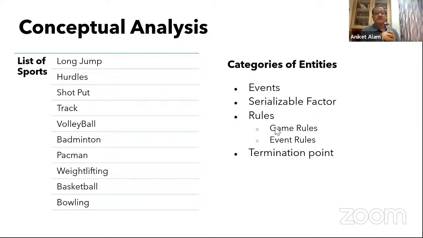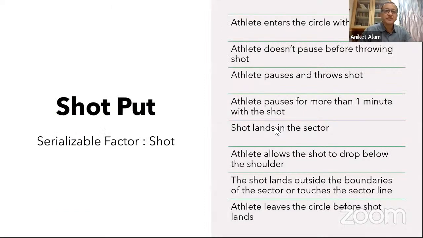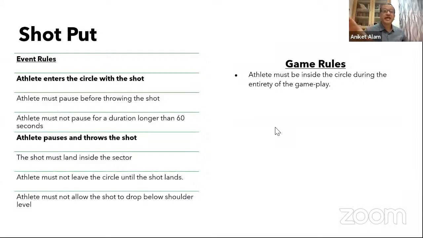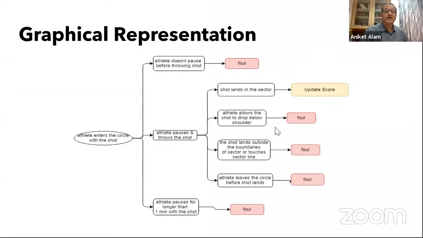Same with basketball, same with bowling, same with all of them. And then there's a termination point, which could either be a foul or something illegal, or a point is gained or lost. So, for example, this is just an illustration. What we did was the athlete enters the circle, et cetera, et cetera. I won't go into this. These are the serializable factors in short put for a shot put, right? And these are the event rules, these are the game rules. So you've broken them down into elements which can now be reconfigured computationally. So you can give it a graphical representation.